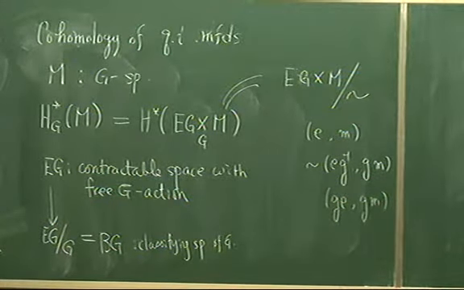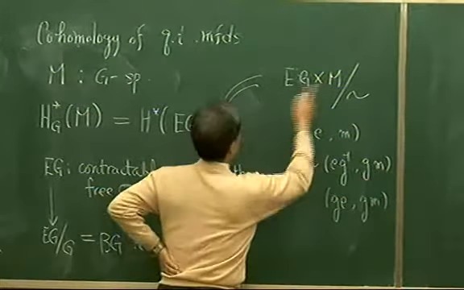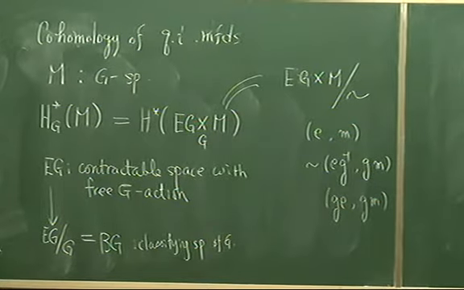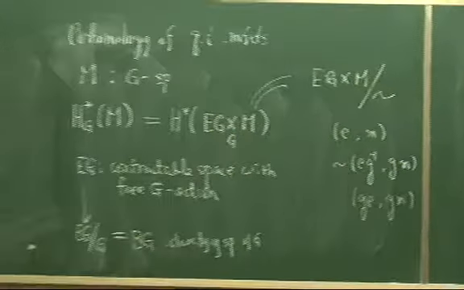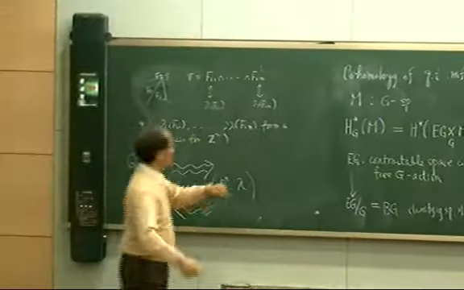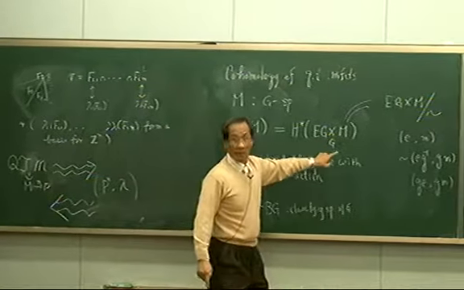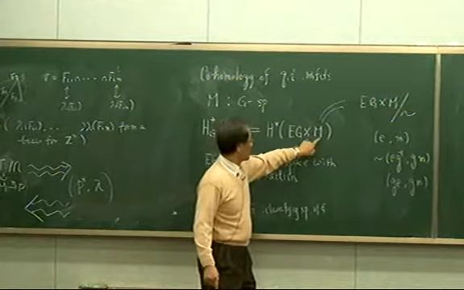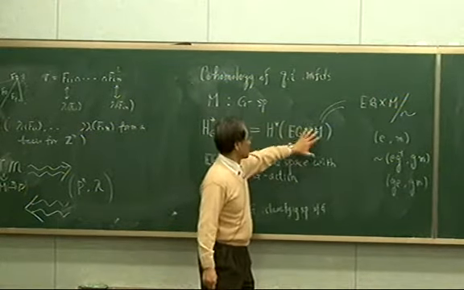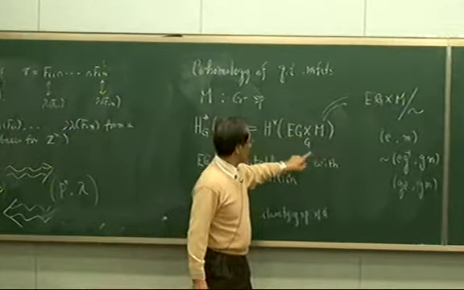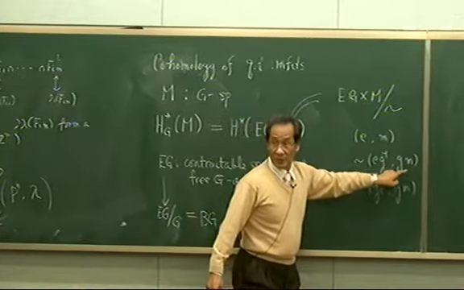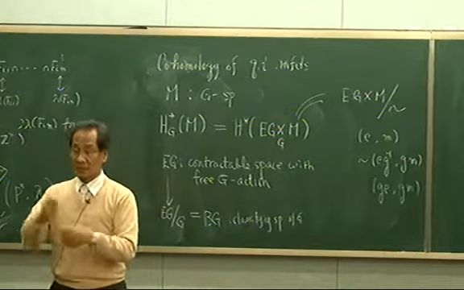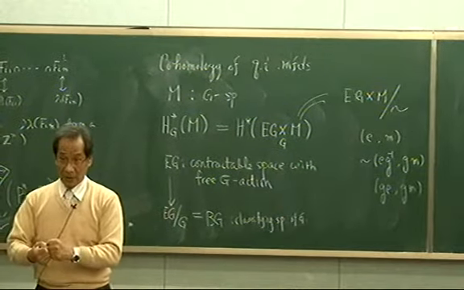So you are modding out by this relation, then it becomes this. So this is a cohomology of the space with some action involved. And this action here is related not only here, but also here. So this EG does not have anything to do with the manifold, but because we are modding out this way, it gives you some idea that it is related with the group action.